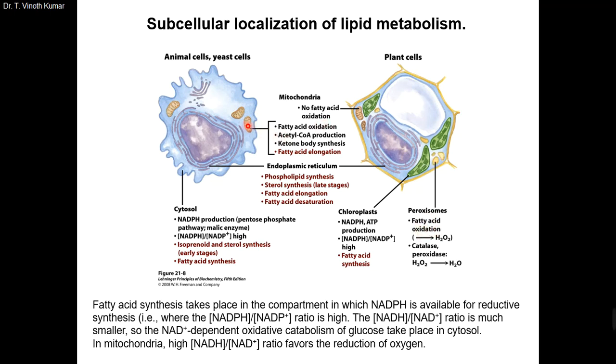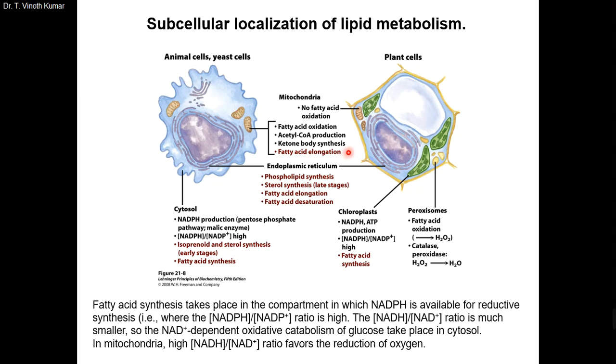But in the case of mitochondria of animal cells and yeast cells, we don't have the glyoxysomes and peroxisomes like in the plant cell, and we don't have the chloroplast. So in the mitochondria of the animal cell, fatty acid oxidation occurs. Oxidation means degradation of fatty acid by beta oxidation, alpha oxidation, and omega oxidation, and acetyl CoA production is happening. That reaction occurs in mitochondria only. The ketone body synthesis occurs in mitochondria.